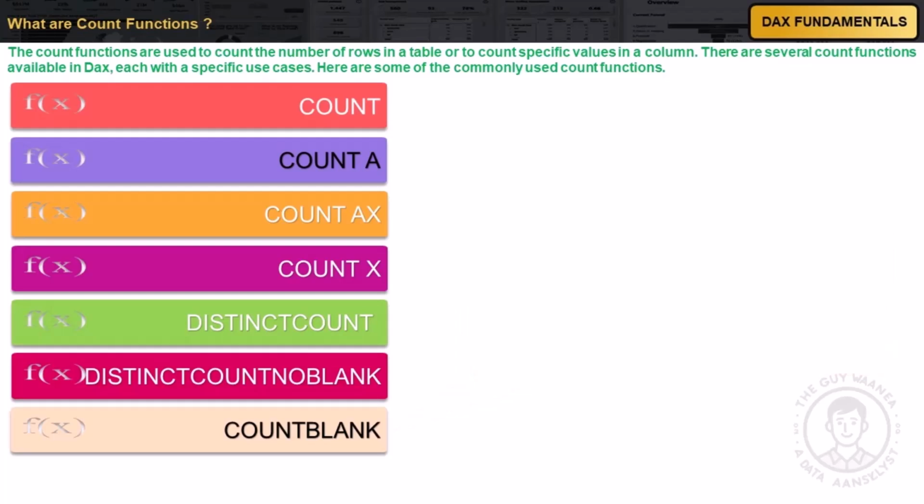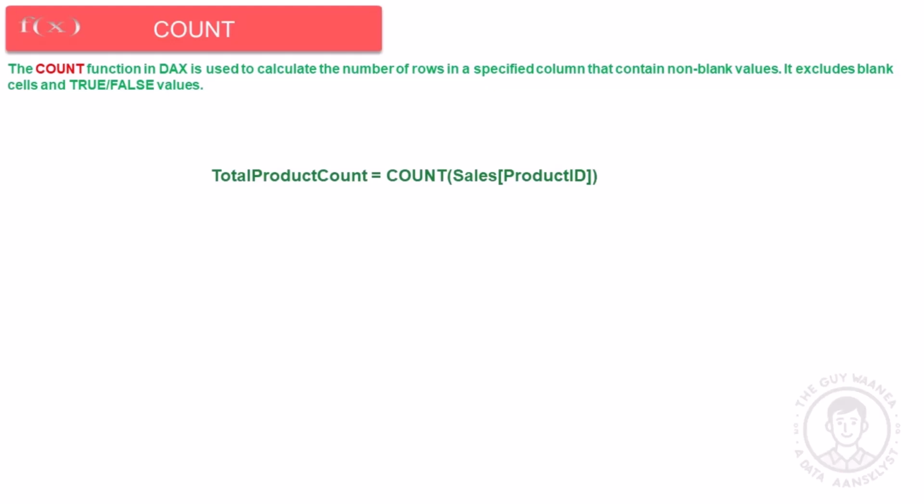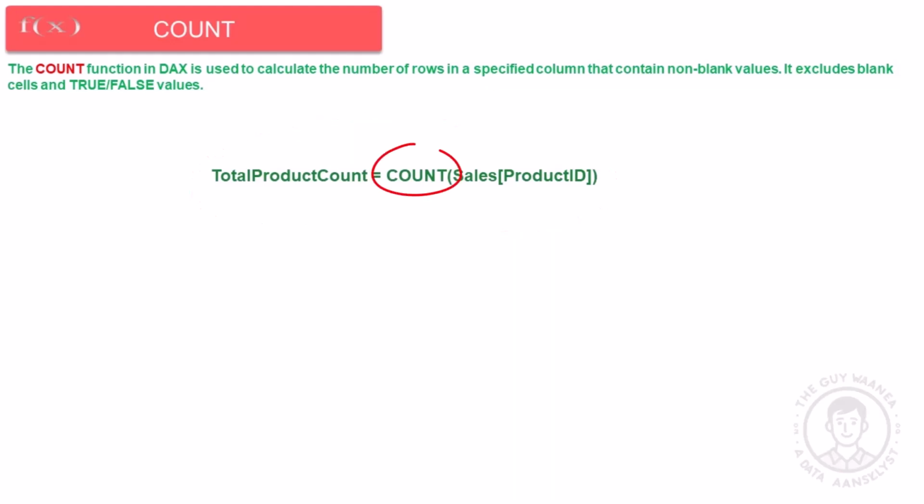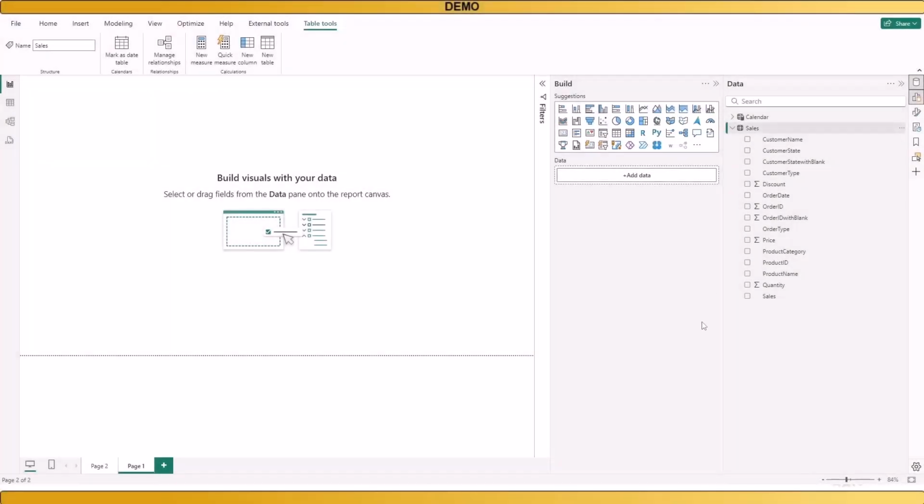Now let's dig deeper into these functions. The count function in DAX is used to calculate the number of rows in a specified column that contain non-blank values. It excludes blank cells and true/false values. For example, in this formula, count is like saying count how many. Then in Sales, Product ID tells us exactly what to count. It says look at the Product ID entries in our sales list and count how many there are.